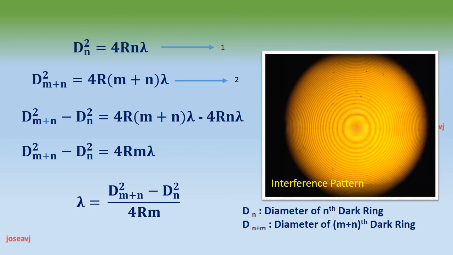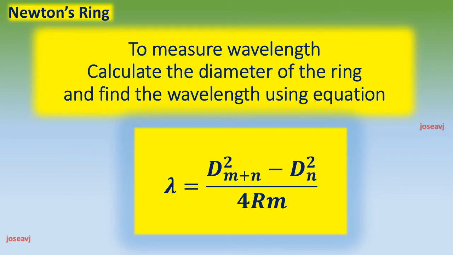Therefore, the determination of wavelength has now reduced to determination of diameter. The diameter can be measured from the observed fringe pattern, and knowing the radius of curvature of the plano-convex lens, we can find the wavelength of the monochromatic light. To find the wavelength of monochromatic light using Newton's ring apparatus, we use the formula lambda equals (D_{m+n} squared minus D_n squared) divided by 4Rm.